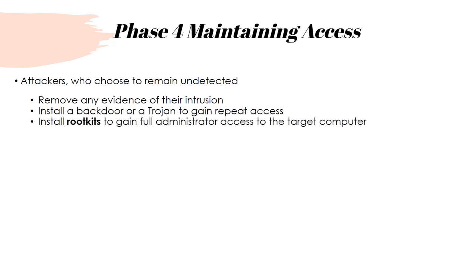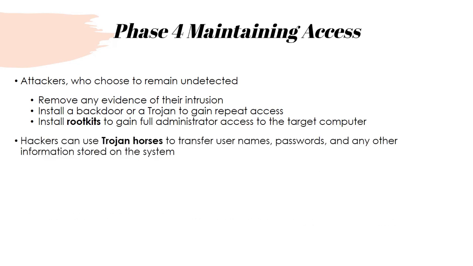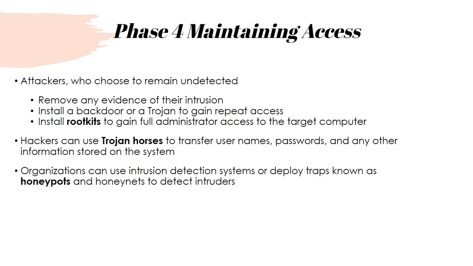Hackers can use Trojan horses to transfer usernames, passwords, and any other information stored on the system. These are very, very powerful tools to transfer that information and essentially to maintain access to the system. And then organizations can use intrusion detection systems or deploy traps known as honeypots and honeynets to detect intruders. So oftentimes organizations that have an actual cybersecurity strategy or plan in place will have these essentially as bait to trap those actual intruders.